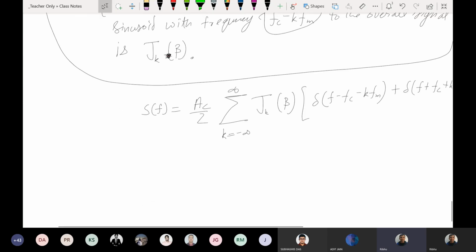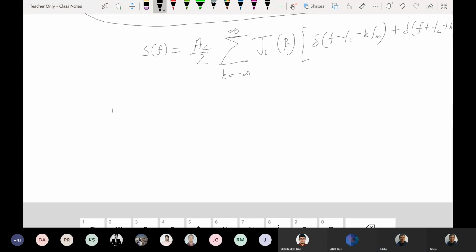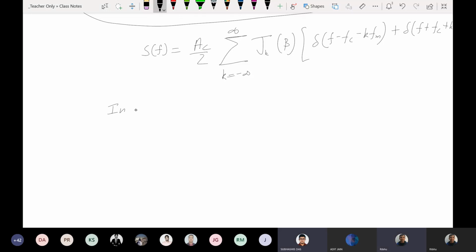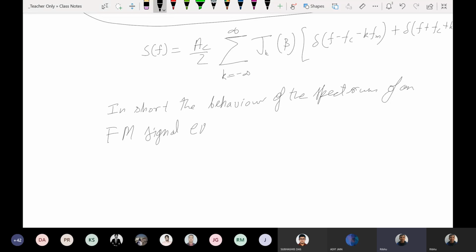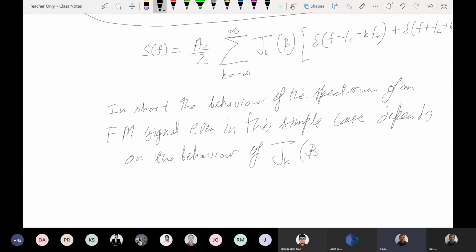So in short, yeah, Shubhashi, just a second, let me finish this sentence. In short, the behavior of the spectrum of an FM signal, even in this simple case, depends on the Bessel function values of Jk beta.